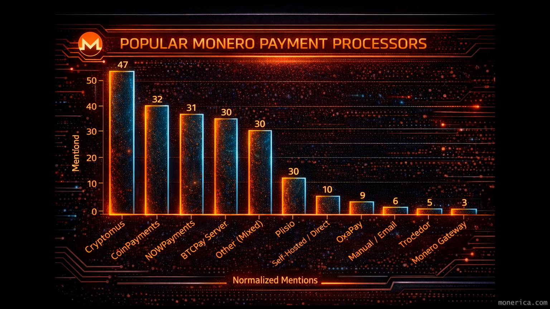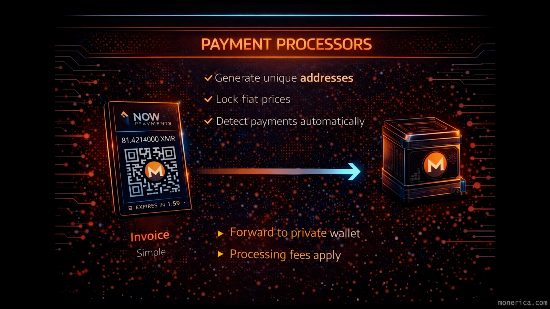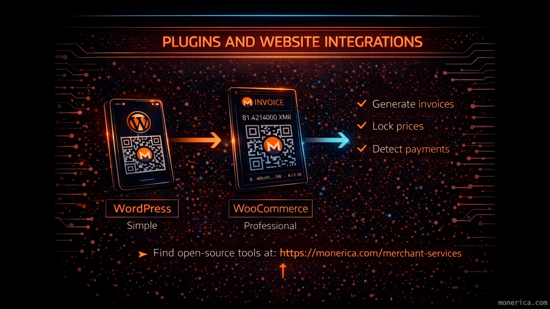With processors like this, payments can be forwarded directly to a private wallet, meaning only a public address is shared and private keys remain under the merchant's control. The trade-off is processing fees and reliance on a third party, but for many businesses, this is the best first professional upgrade. Plugins and website integrations.